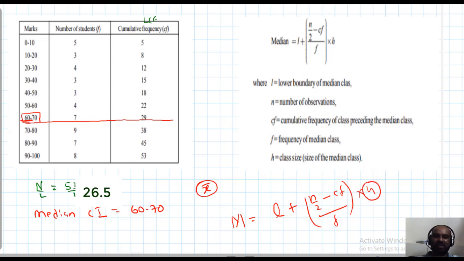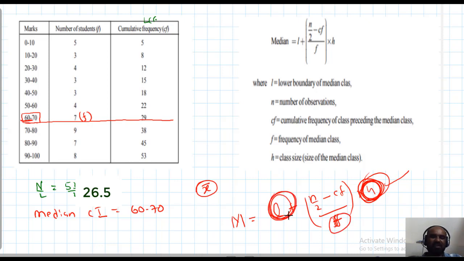H means size of the class. I'll explain how to find the size of the class: 10 minus 0, or 20 minus 10, or 30 minus 20. What we get is called the size of the class. F means frequency of the median class. These all are frequencies. The median class frequency, 7, is denoted by small f, that is called frequency of the median class. Okay, this I explained.